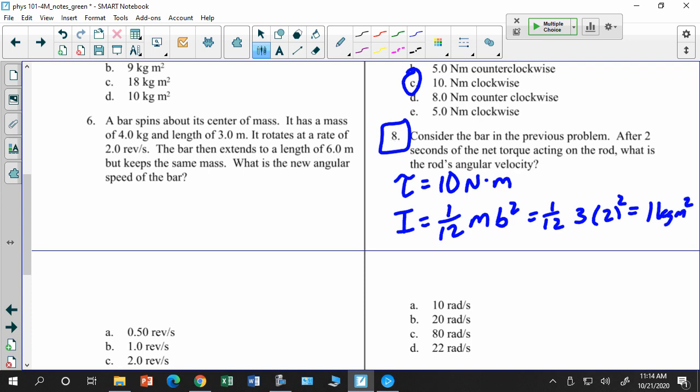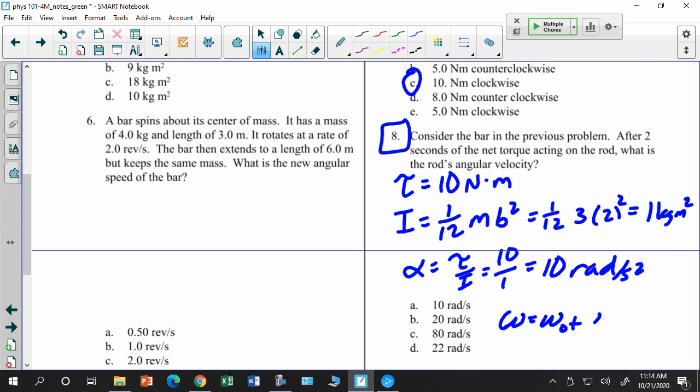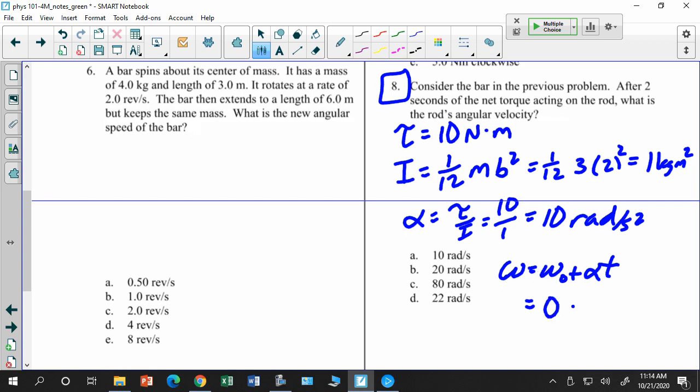And then I can find alpha. So alpha is torque over I. That's from Newton's second law, 10 over 1. Those units are going to be radians per second squared. And then I want to find the angular velocity, omega equals omega naught plus alpha t. And that's going to be 0 plus 10 times 2, or 20 radians per second.